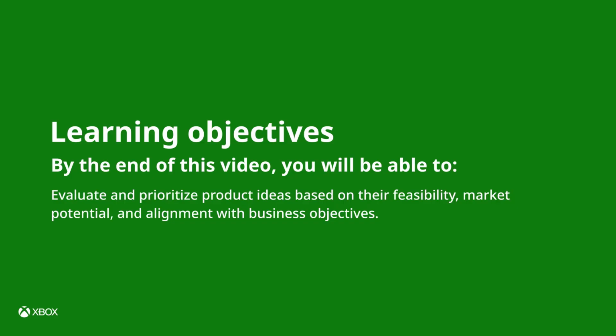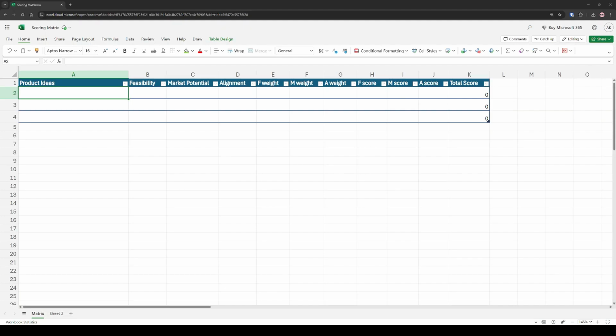We'll use this matrix to bring a structured, data-driven approach to decision-making, helping you focus on the most valuable product ideas. Evaluating and prioritizing product ideas can often be a challenge, especially when you have multiple concepts vying for attention. A scoring matrix is a simple yet effective tool that allows you to rate each idea across different criteria, so you can make objective decisions about which ideas to pursue.